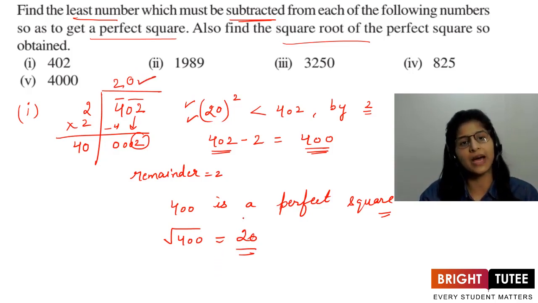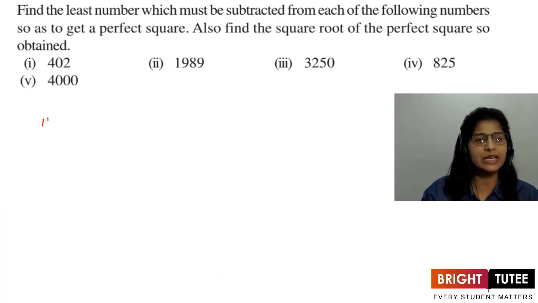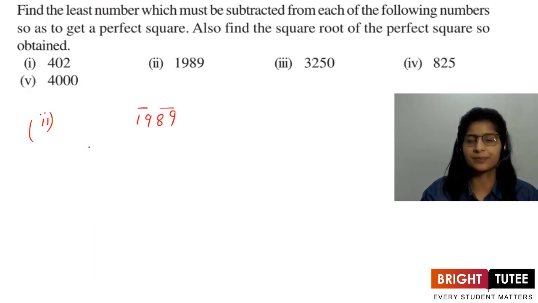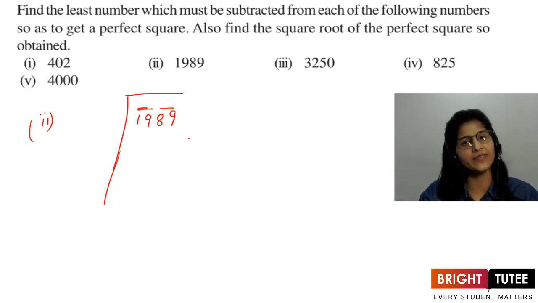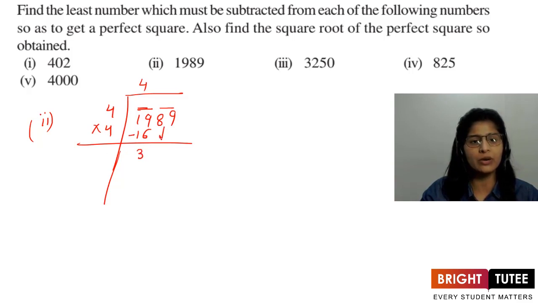Let's practice the second part, that is 1989. Let's form the bars. One is on 19, another is on 89. So for 19, what should we go with? With 19, 4 4s are 16 will work because 5 5s are 25 will be more than 19. So 4 4s are 16. Subtract it, you get 3. Now copy down 89. Double of 4 is 8. Let's try with 9.